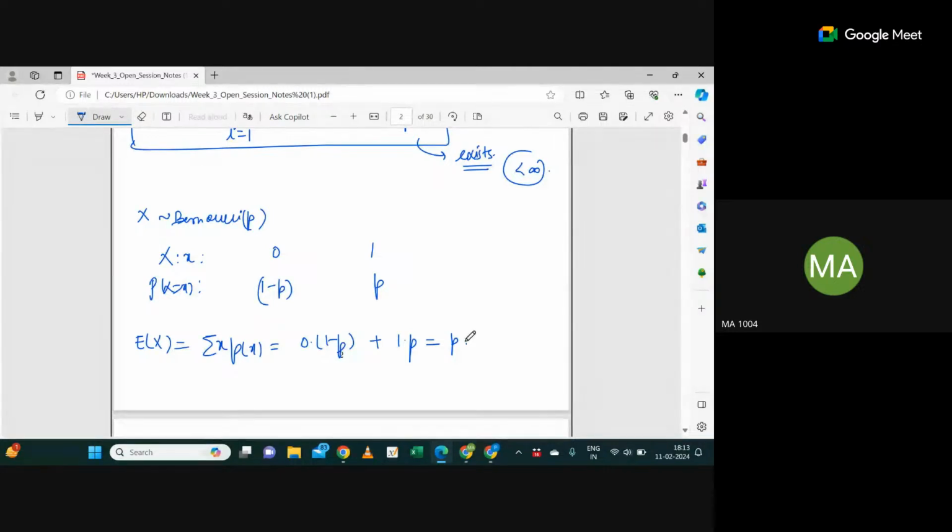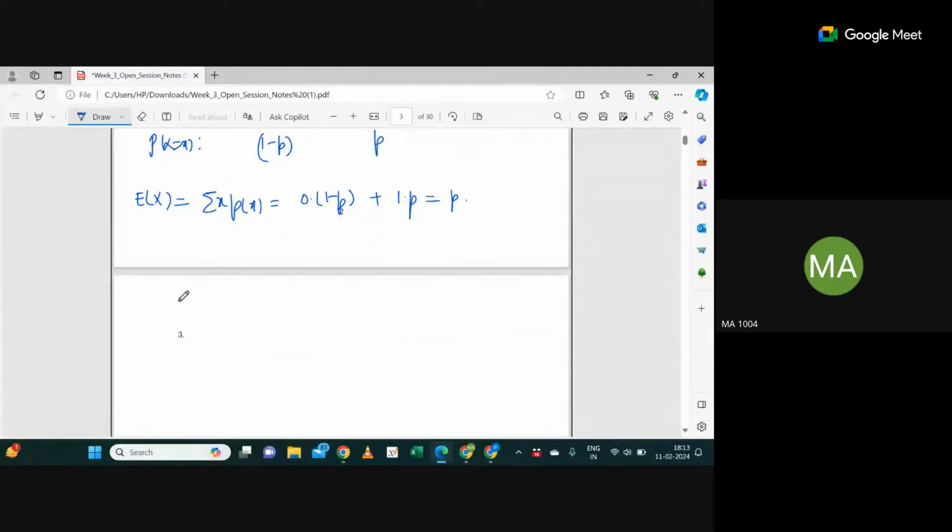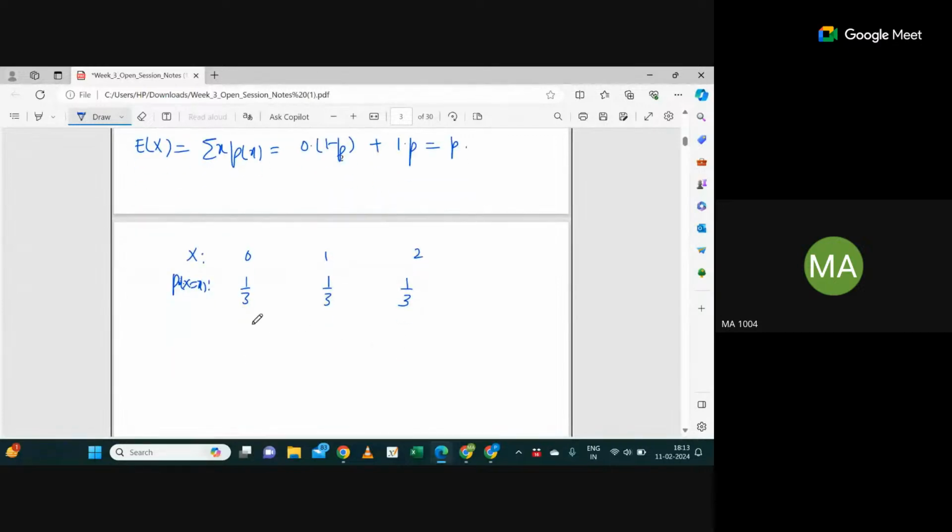Okay, so let's take another one. Suppose X is taking values 0, 1, and 2 with probabilities 1 by 3, 1 by 3, and 1 by 3. Then what is the expected value of X? It should be 0 into 1 by 3 plus 1 into 1 by 3 plus 2 into 1 by 3. So it will be 1 by 3 plus 2 by 3, which is 1, right? Correct. So that is how I can calculate the expectation of a discrete random variable.